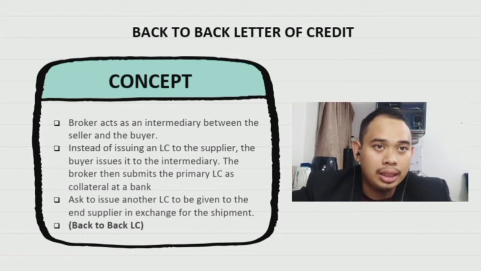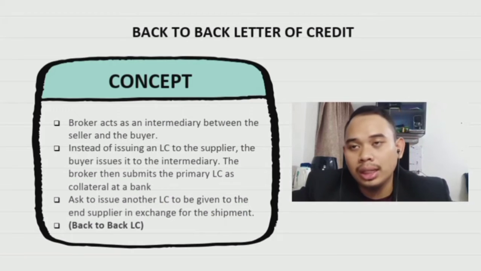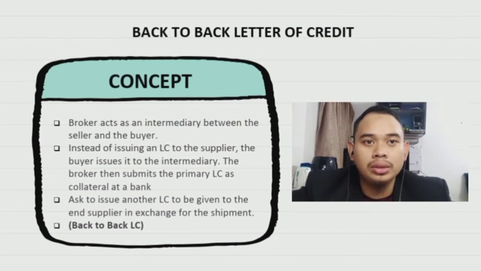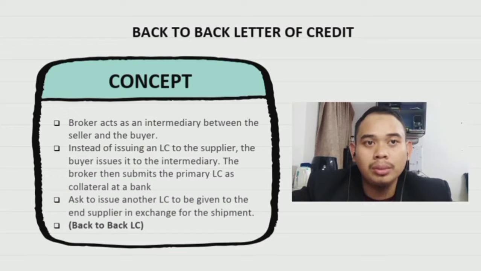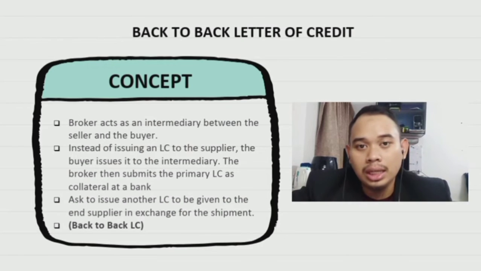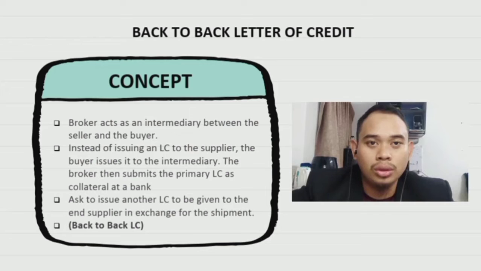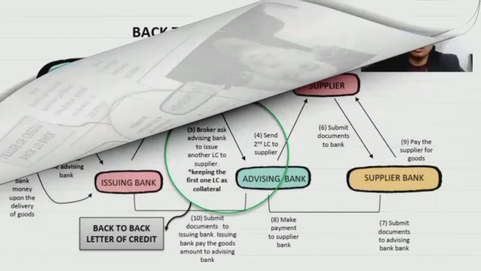The broker then submits the primary letter of credit as collateral at a bank, and asks it to issue another letter of credit to be given to the end supplier in exchange for the shipment. The second letter of credit that is issued, keeping the primary letter of credit as collateral, is known as the back-to-back letter of credit.